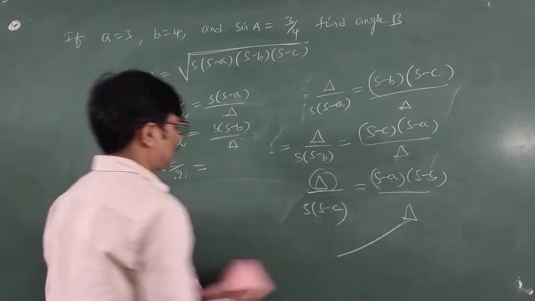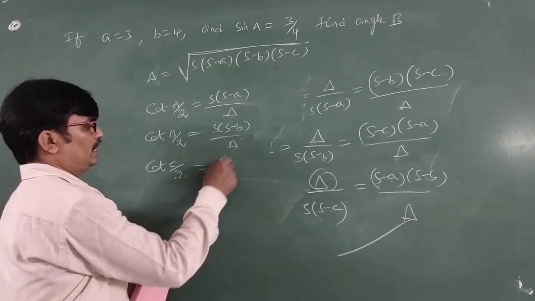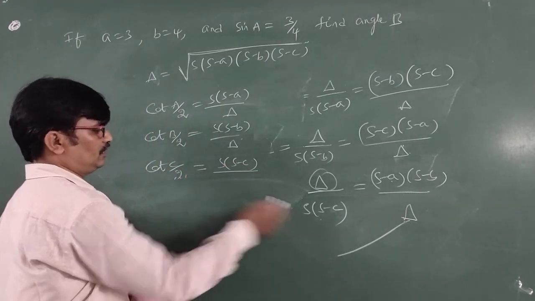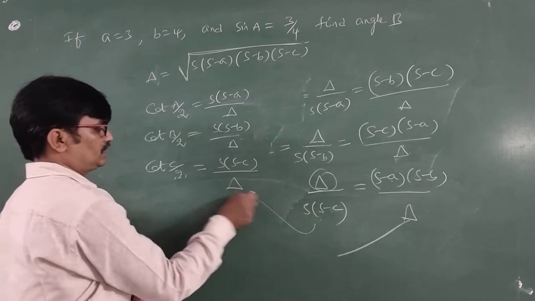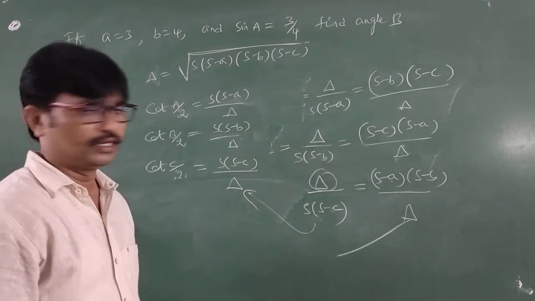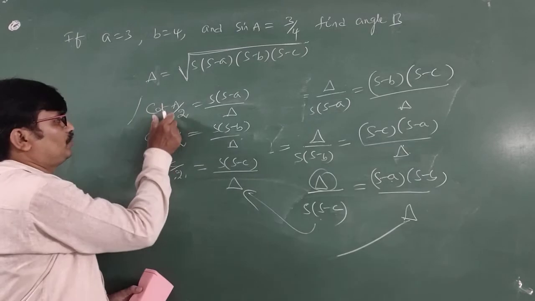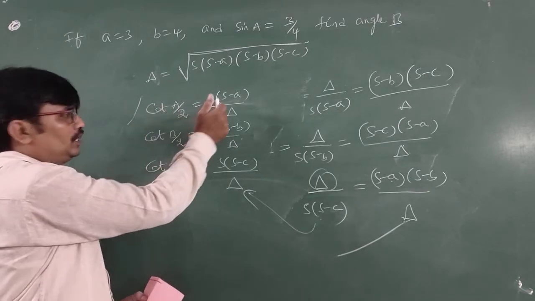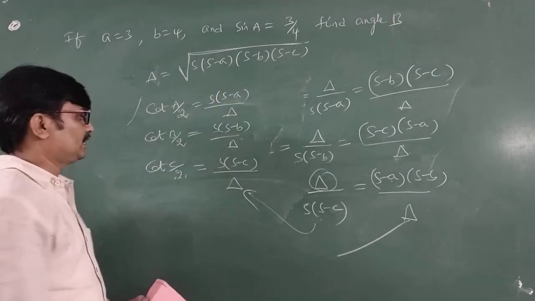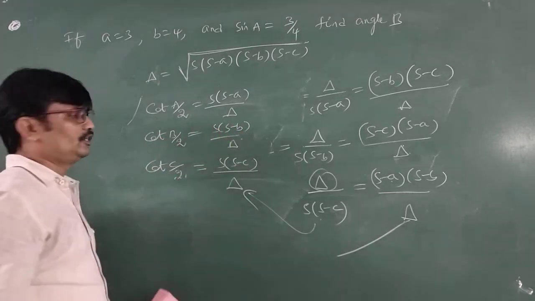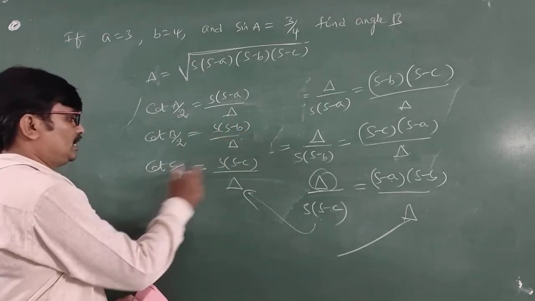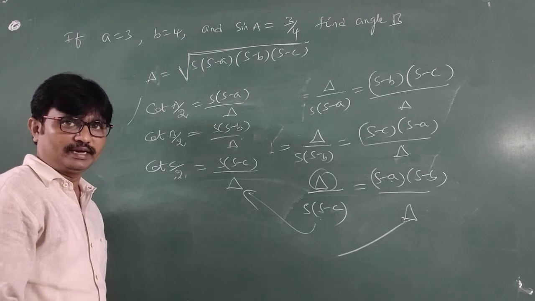So students, cot C by 2 is the reciprocal of this one: square root of s into s minus c by delta. So students, all of you learn these formulas by heart. Cot A by 2 equals square root of s into s minus a by delta. Cot B by 2 equals square root of s into s minus b by delta. Cot C by 2 equals square root of s into s minus c by delta.